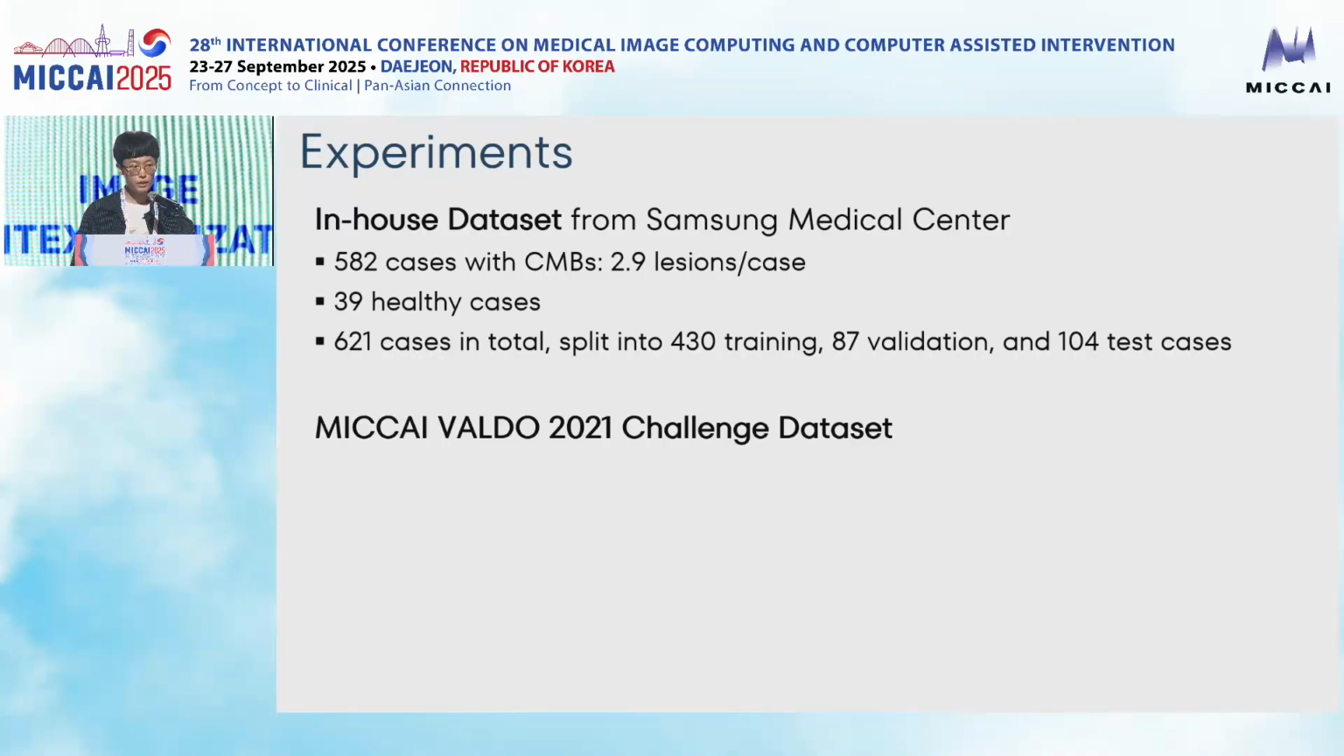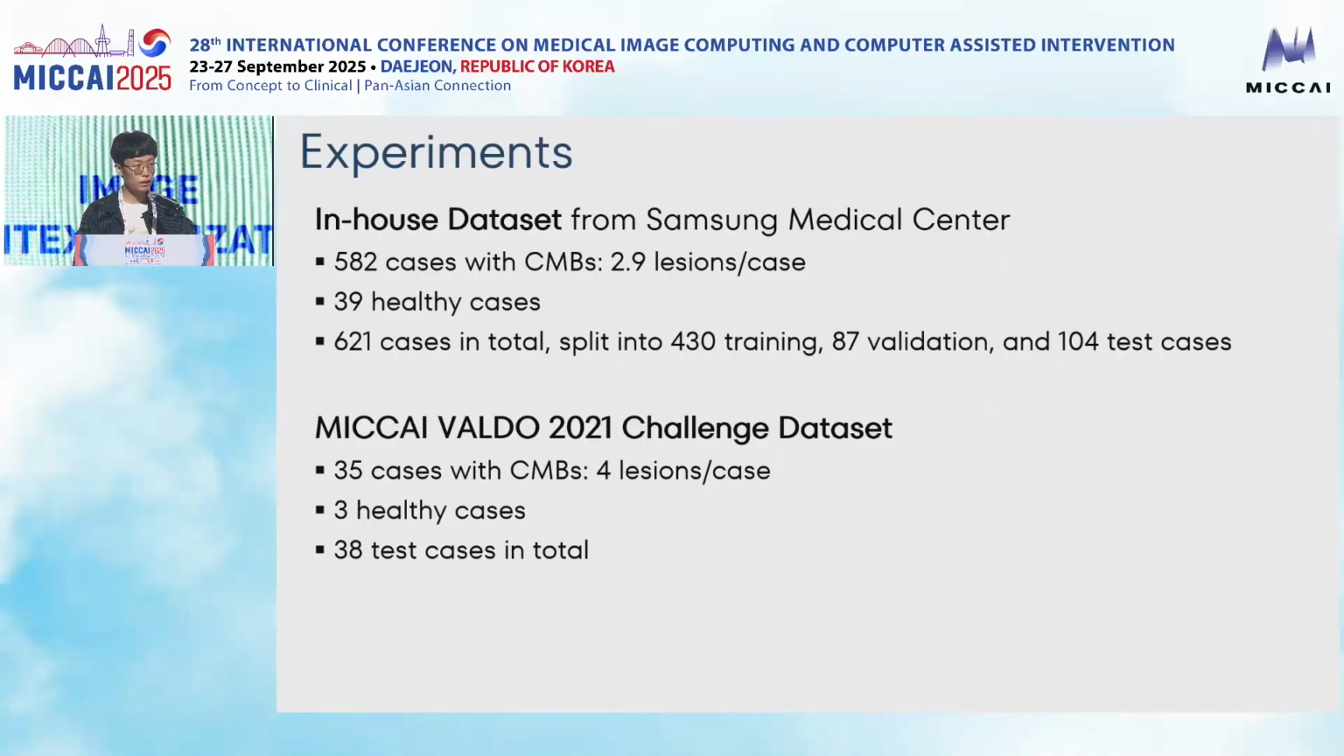For external validation, we utilized the MICCAI WMH 2021 challenge dataset, which is completely unseen. Here, there are 35 cases with an average of 4 lesions per case, and there are 3 healthy cases. So in total, 38 cases are exclusively used for external validation.